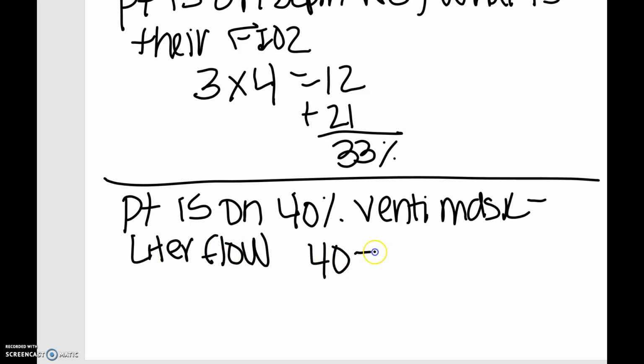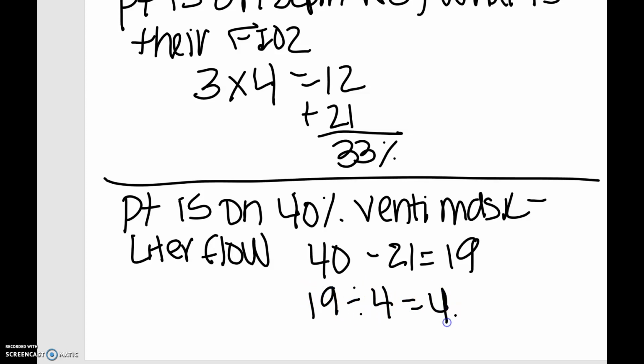So for this, we would take 40 divided by... 40 minus 21. And that gives you 19. And then you take 19 divided by 4, and that gets you 4.75. So I would put that patient on a 5 liter per minute nasal cannula.